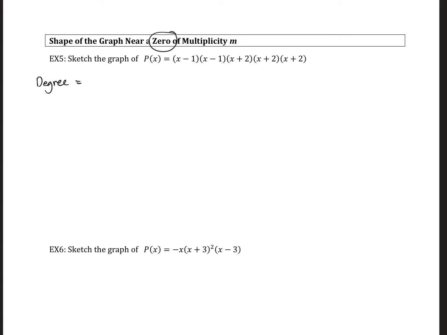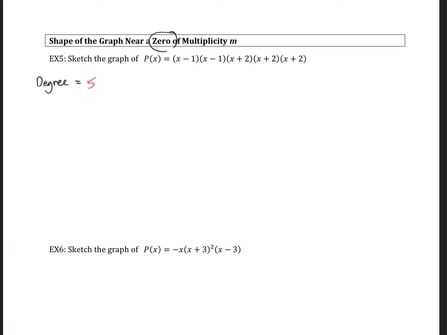Well, we'll just think about if we multiplied all of this out, what would be the highest power we would have? We would get x times x times x times x times x, which would give us x to the 5th power, or degree 5. I'm going to write out degree 5, multiplying out all of those x's.